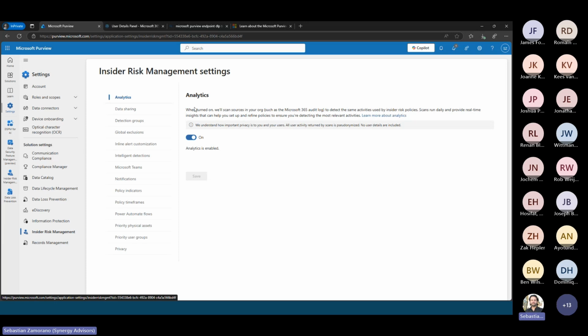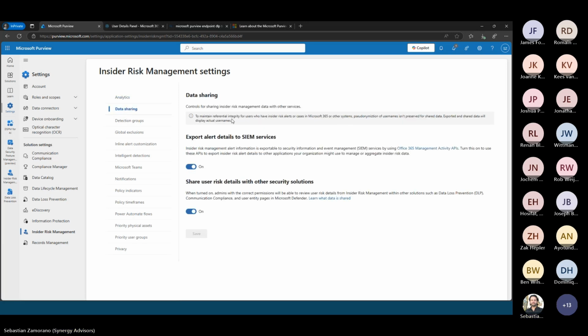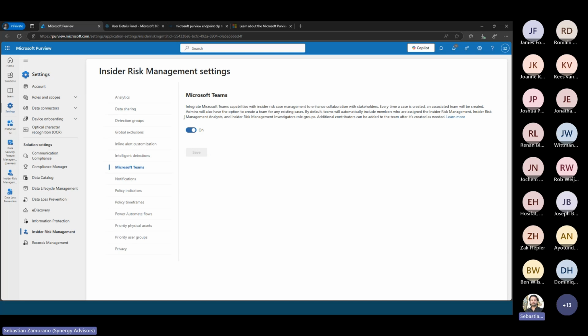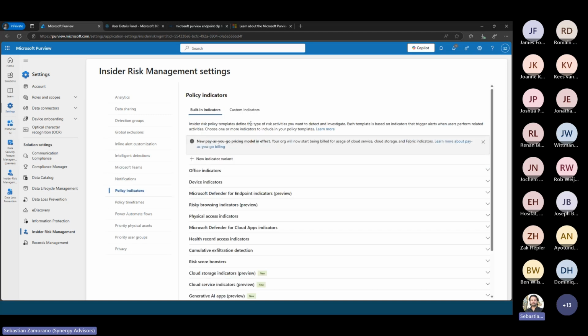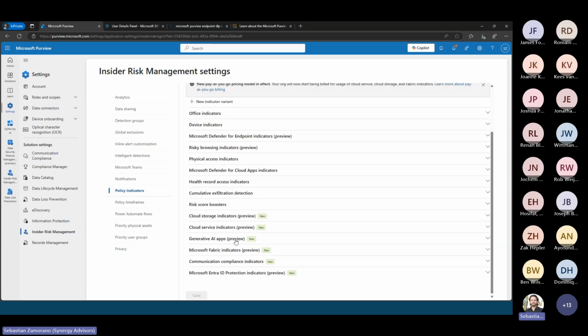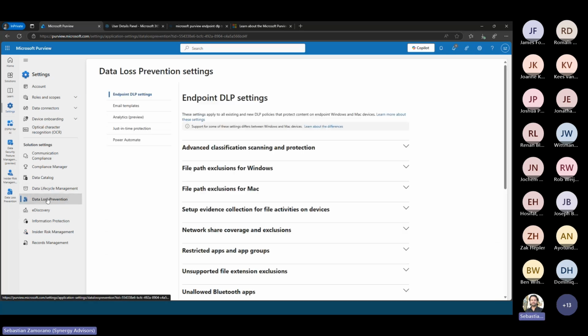But in general it is: enable the data analytics, identify all the shared user risk details, the integration with Microsoft Teams. As I mentioned, I will set another session to talk only about insider risk management, but the policy indicators that we have in insider risk management can be a good insight for DSPM. There are a lot of things that need to be said, but after that, going to the other one that is data loss prevention.